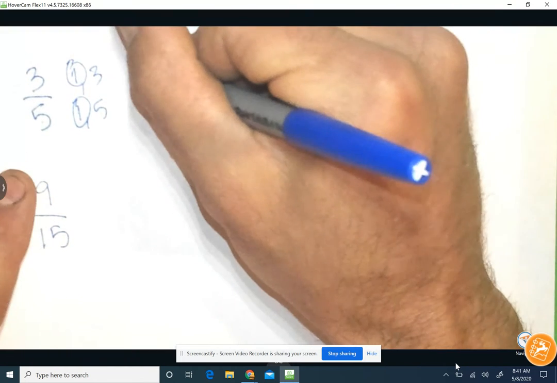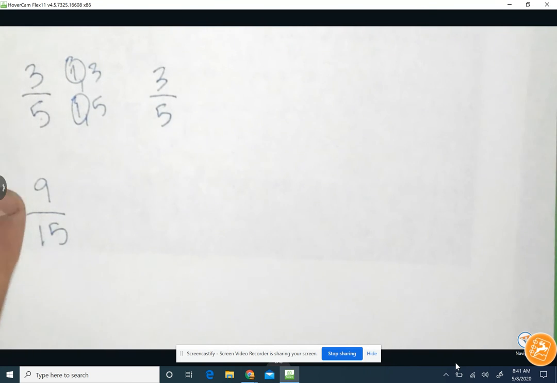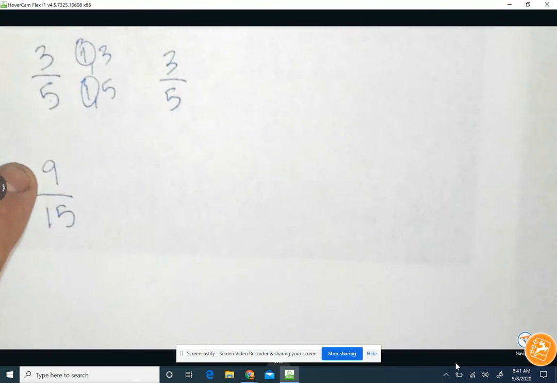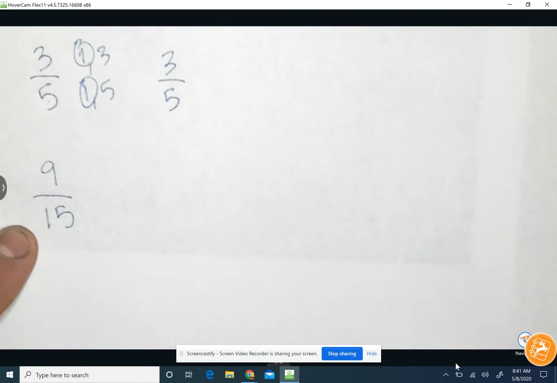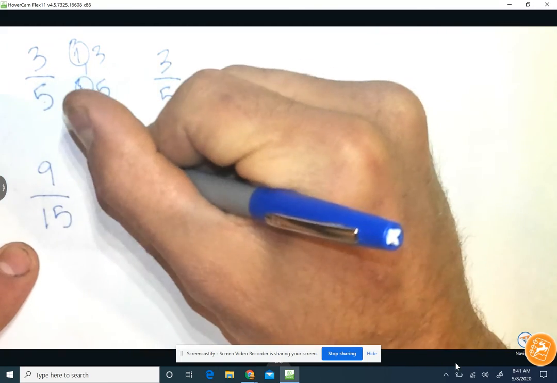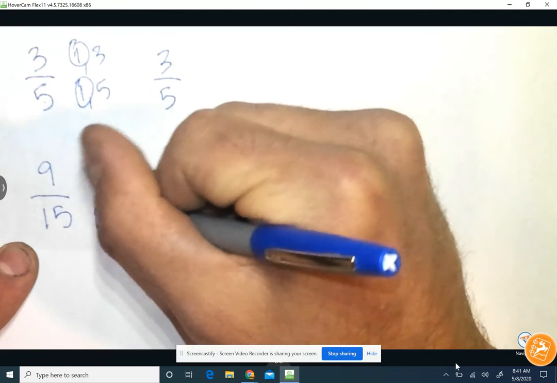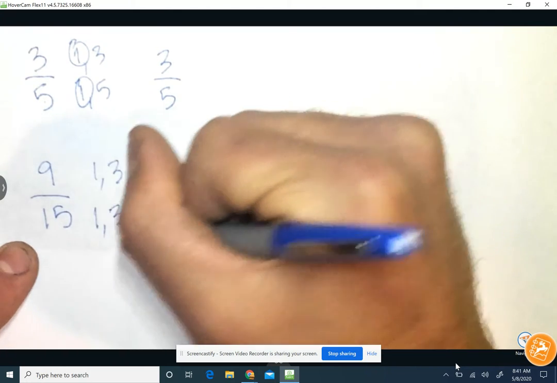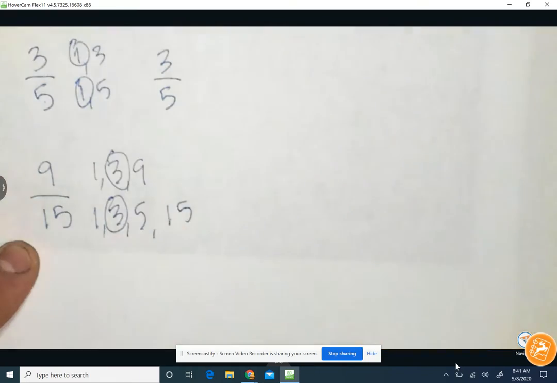3/5 is already in simplest form. Now, how about 9/15? So 9/15 is not in simplest form. I know they share a factor that's greater than 1. And I believe that greatest common factor between 9 and 15 is going to be 3. The factors of 9 are 1, 3, and 9. And the factors of 15 are 1, 3, 5, and 15. There's that greatest common factor 3.